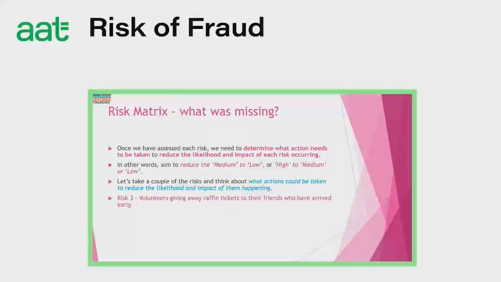So I've just got here a couple of the risks, and again, I'm just going to keep talking straight through them. You can pause this on the recording when you're re-watching it. But just thinking about a couple of the risks, thinking about what actions could be taken to reduce the likelihood and impact of them happening. So volunteers giving away raffle tickets to their friends who have arrived early.